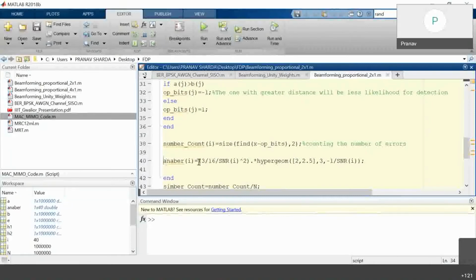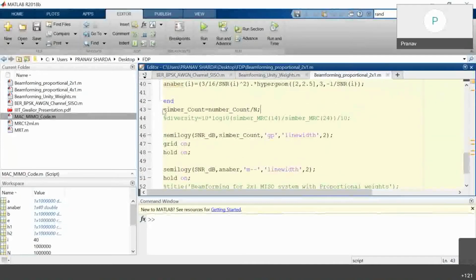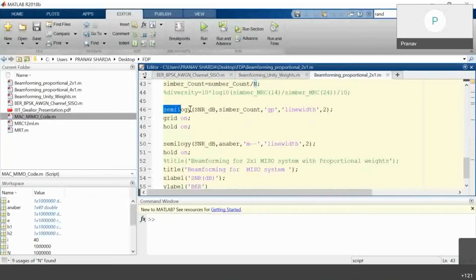So this is the analytical BER, which was discussed by Professor Bhatnagar. So this is a simulated BER, average BER. When you count the number of errors and you divide it by capital N, the total number of bits corresponding to the transmission, which is 10 to the power 6 in this particular case. And then again, we plot using the semilogy command, right? The simulated and the analytical BER, right?